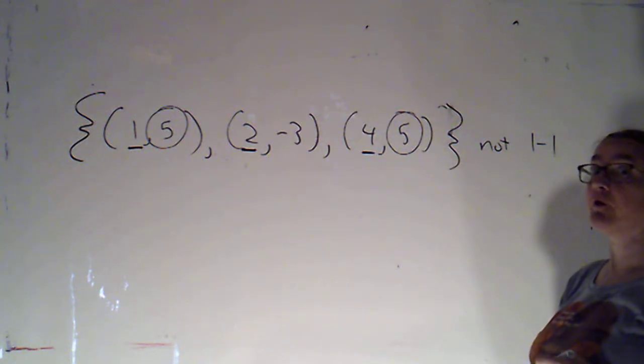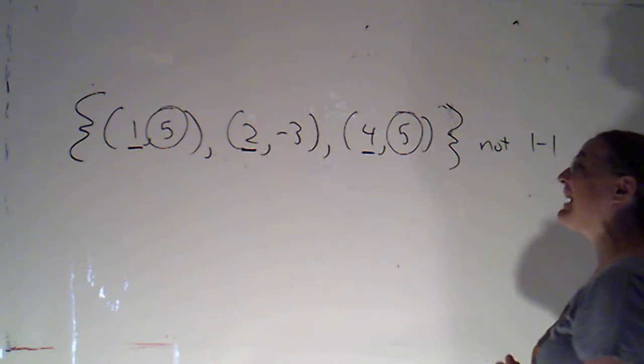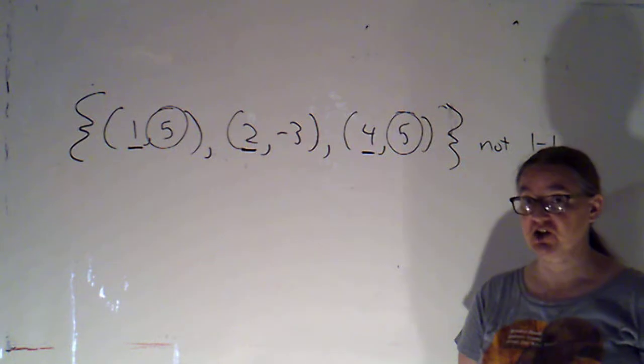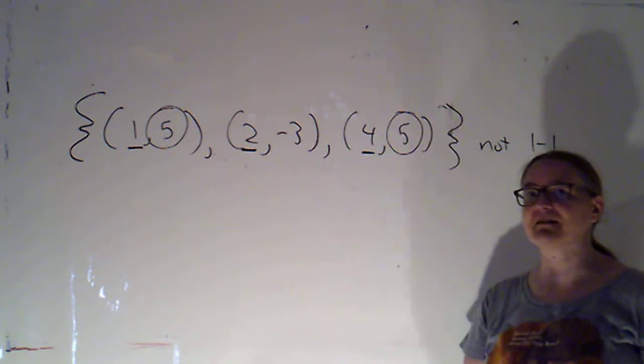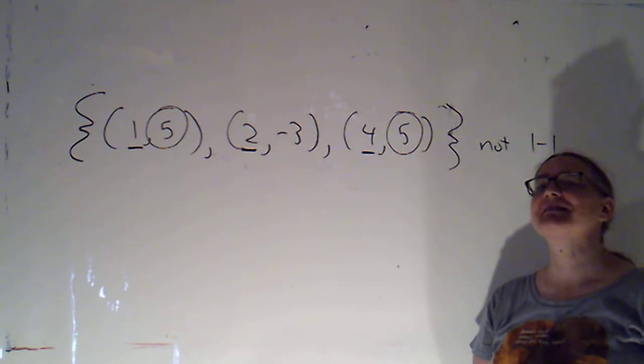Now I can, again, form the inverse relation, but I cannot form the inverse function because when I switch the roles of x and y, I get something that is not a function.